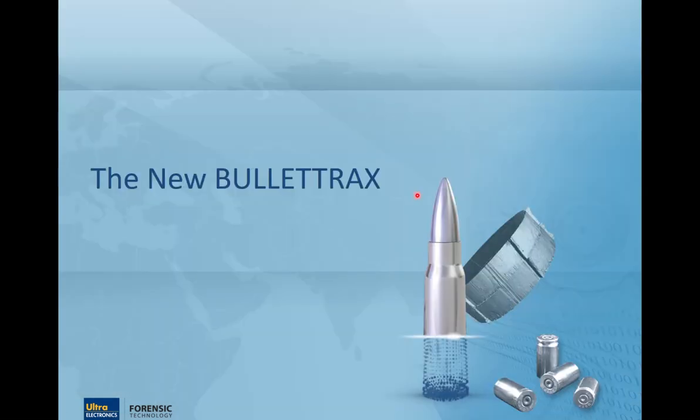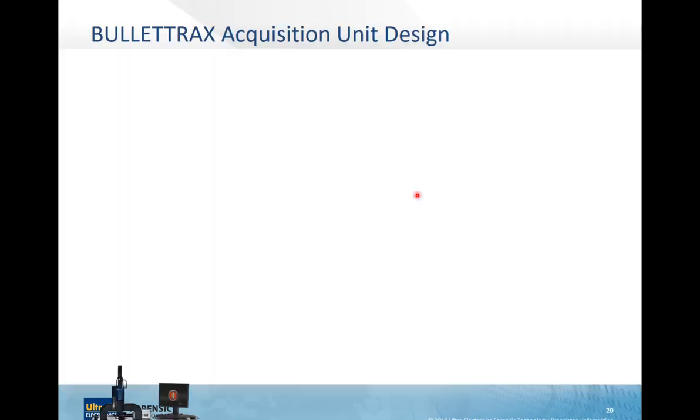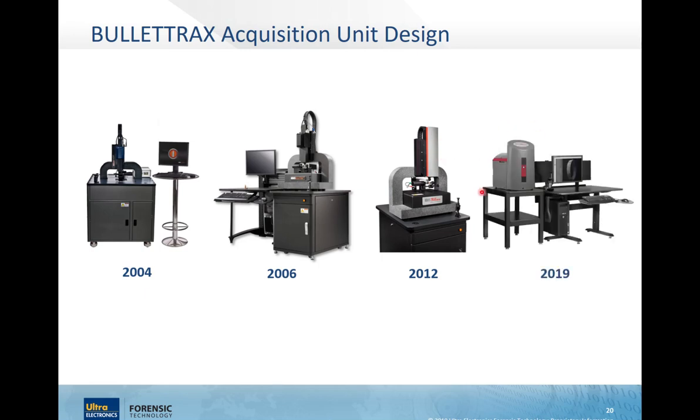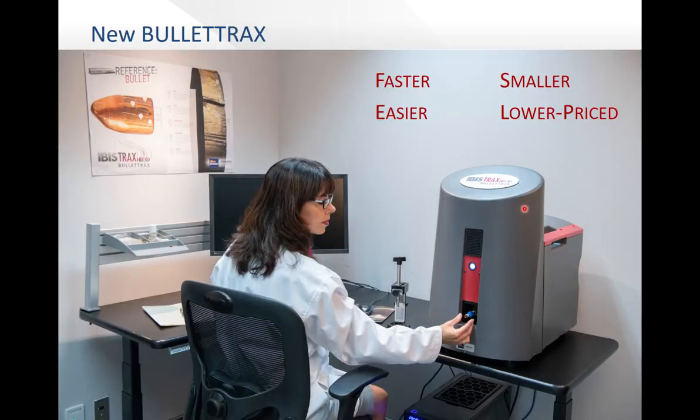There's recently been a new BULLETTRAX released, and over here we can see just a visual history of BULLETTRAX through the years from 2004 to 2006, a change in the sensor in 2012, and now just recently we have a new methodology of doing bullet acquisitions with the new BULLETTRAX. Just by the photo here, you can see that it is a smaller system. It is faster in its usage, and it's much easier to work with as well. And because of its smaller size, it is actually a lower price than the previous BULLETTRAX was as well.